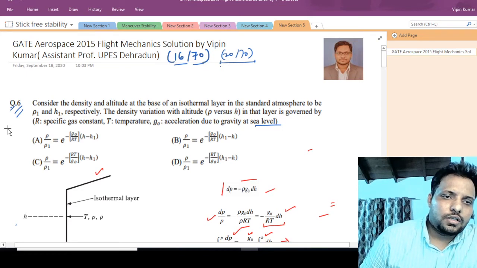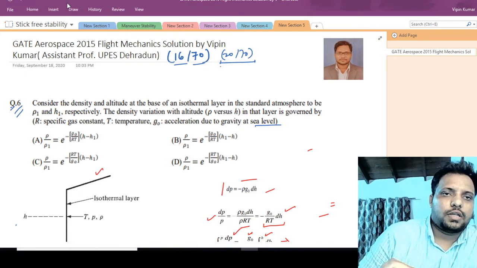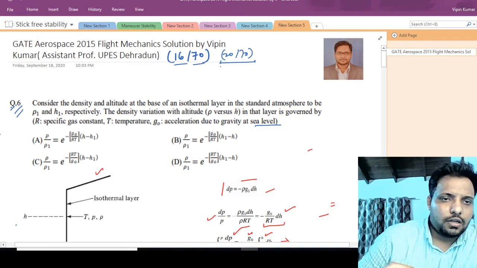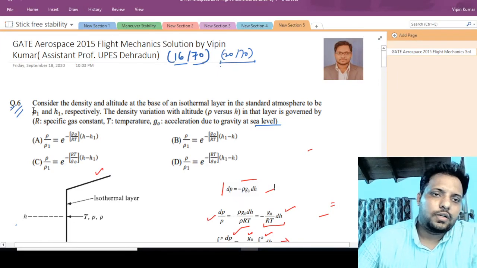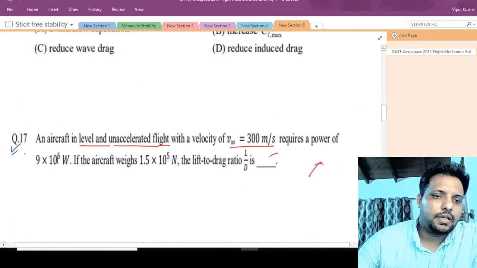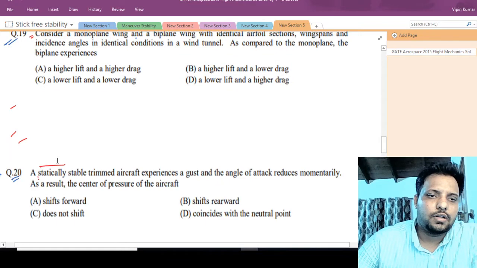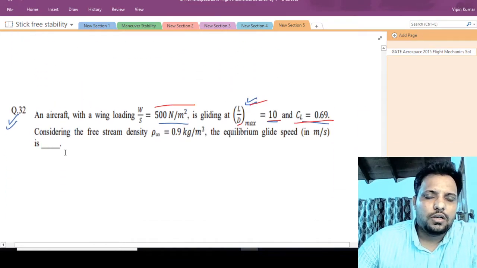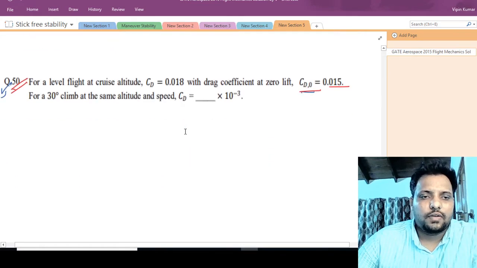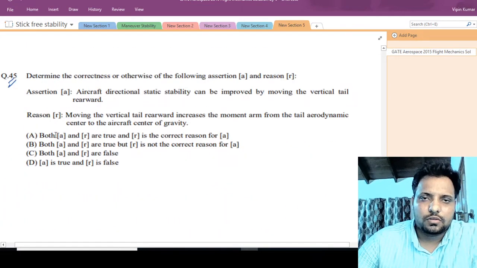So as you can see here, I have collected the questions from the GATE Aerospace official website. If you look at the questions, question number 6, 7, 8, 9, 10, 17, 18, 19, 20, 21 are for 1 mark, and 32, 39, 45, and 50 are for 2 marks each.